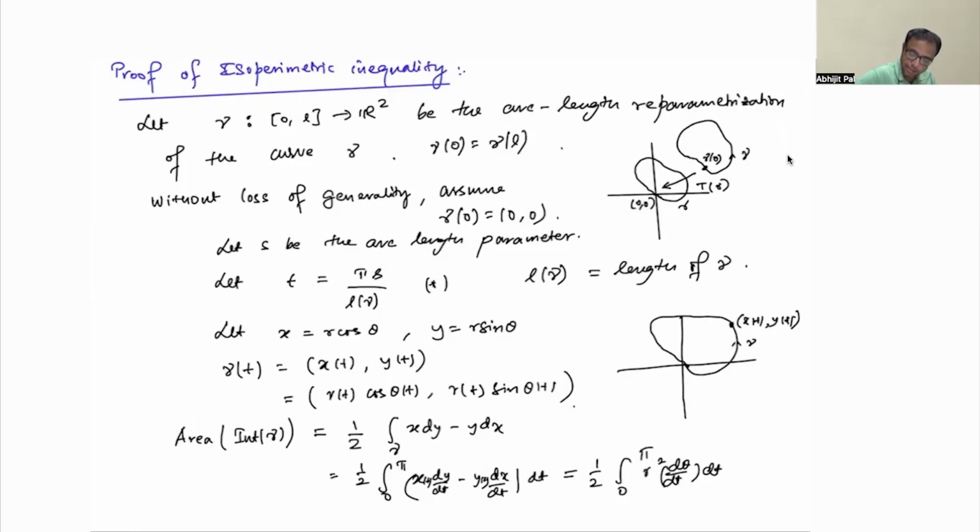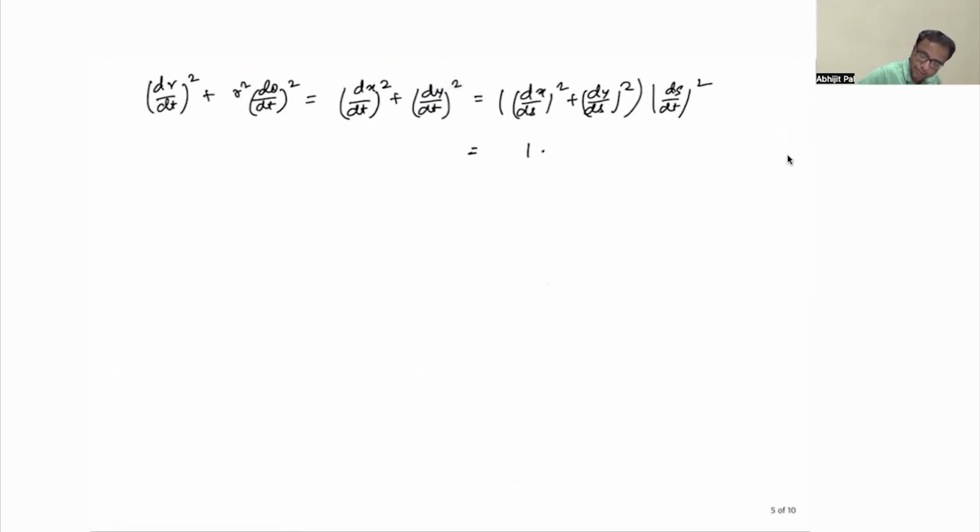So s is given by this equation. So (ds/dt) square is what? (ds/dt) square is the length of gamma square divided by pi square. Therefore, this will be equal to the length of gamma square divided by pi square. Okay, all right.